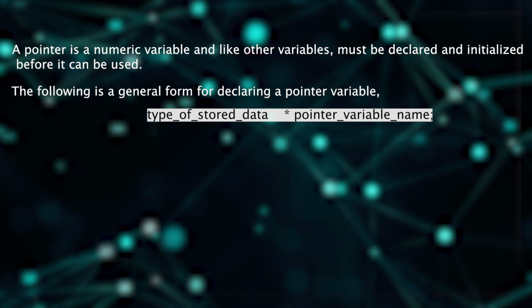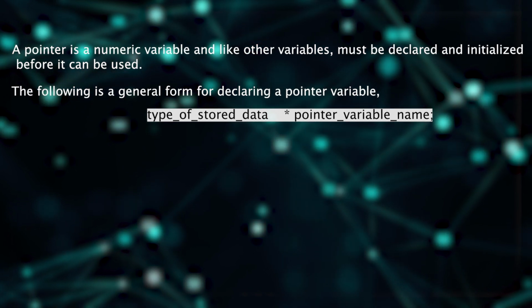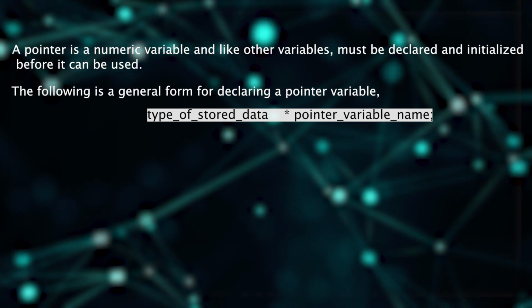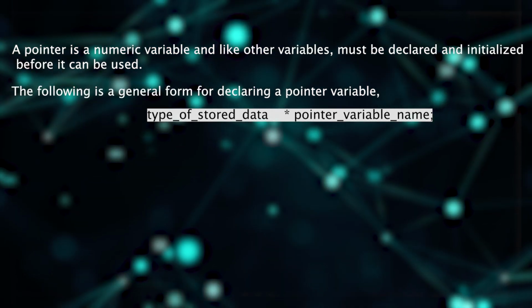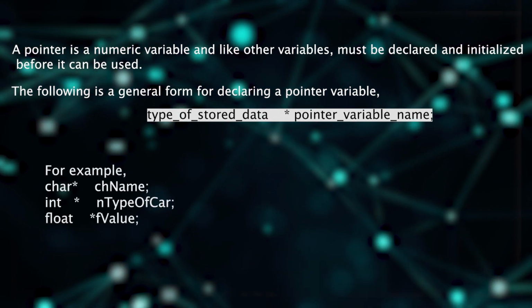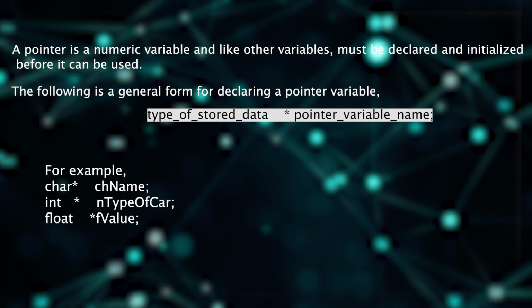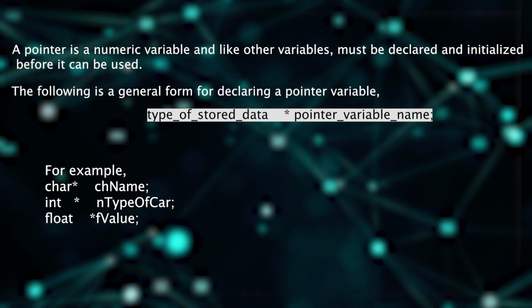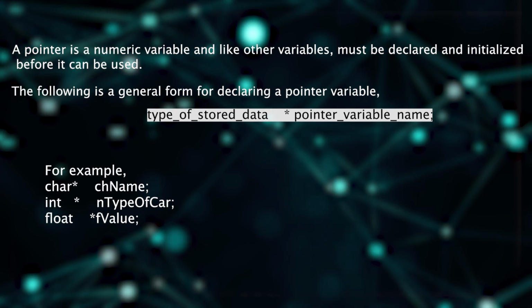The following is the general form of declaring a pointer variable. First is the type of stored data. After that we use the asterisk sign, and after the asterisk sign we provide the pointer variable name. After the pointer variable name we use a semicolon. For example, char *ch. Here ch is a pointer which can hold the address of any character value.